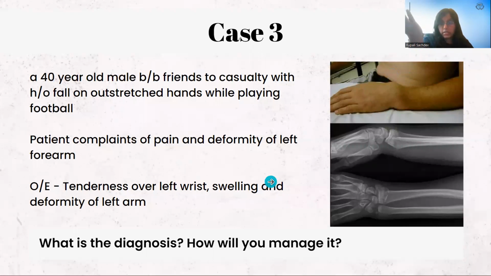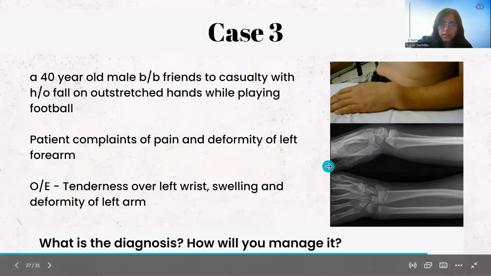The opposite of this, you get a Smith's fracture. Yeah. So in case the dorsal part moves downwards, posterior displacement happens, you get a Smith's fracture. If it is going upwards, then Colles fracture. Now, how would you like to manage this patient?